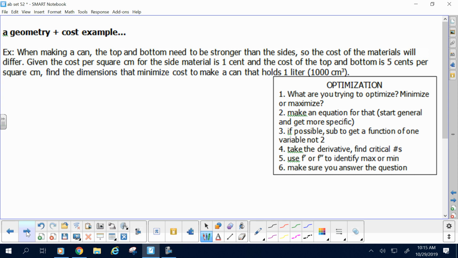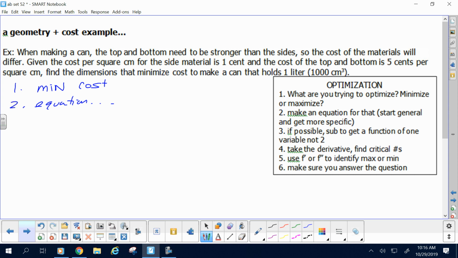So here's the process. After reading all the words, the first thing you get is a clue. You say, what am I trying to do? I am trying to minimize cost. Find the minimum cost. Now, you can't minimize anything unless you have an equation for that. So now you need to get an equation.